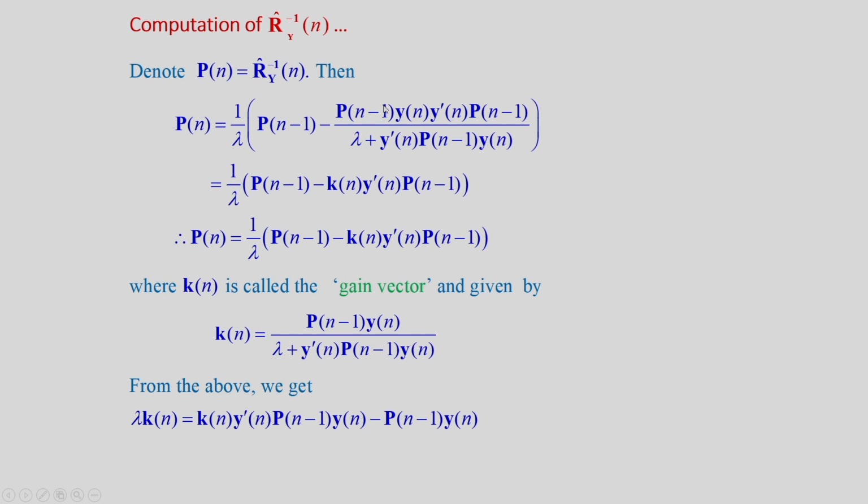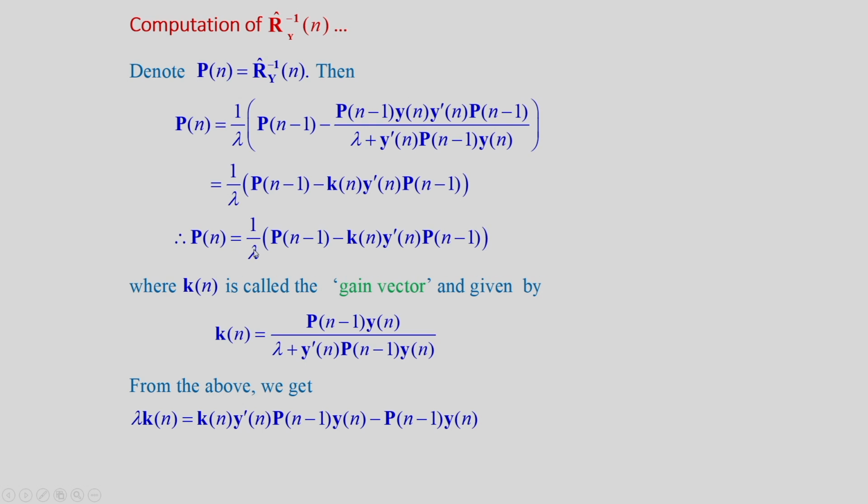Now, this part, Pn minus 1 into yn divided by lambda plus yn transpose into Pn minus 1 into yn, we will denote by a vector, that is the gain vector kn. Therefore, we can write Pn is equal to 1 by lambda into Pn minus 1 minus kn, the gain vector, multiplied by yn transpose into Pn minus 1. So, this is the expression for recursive estimation of Pn.